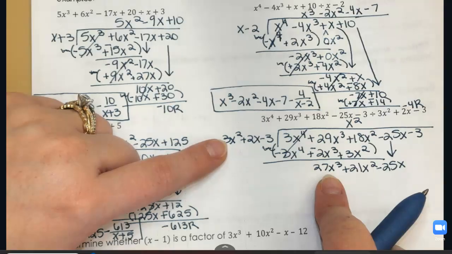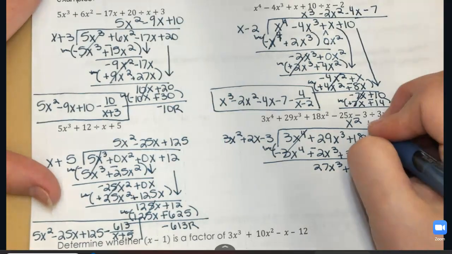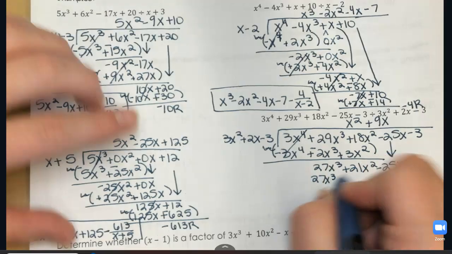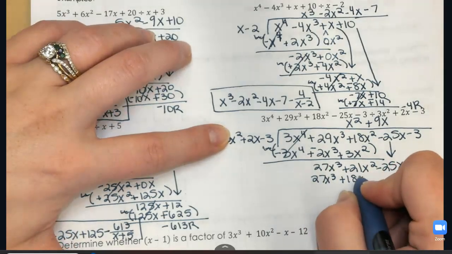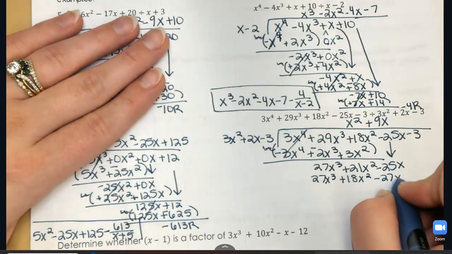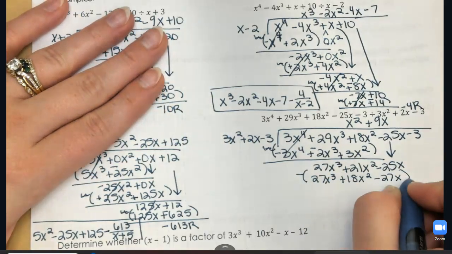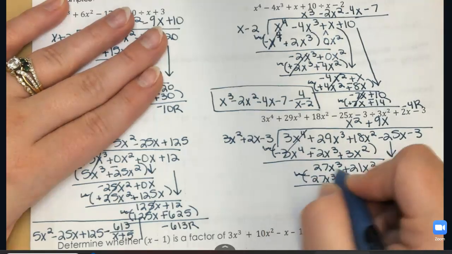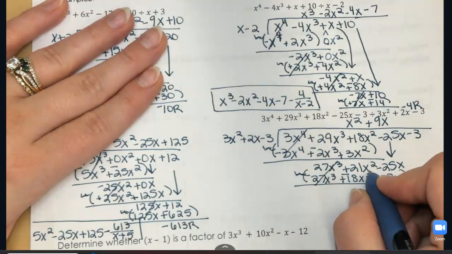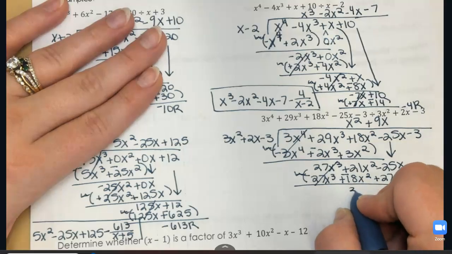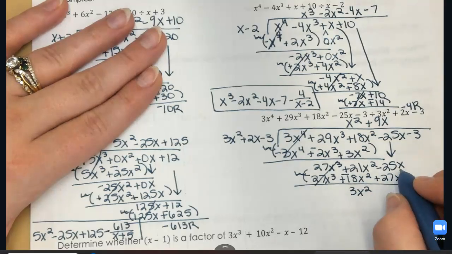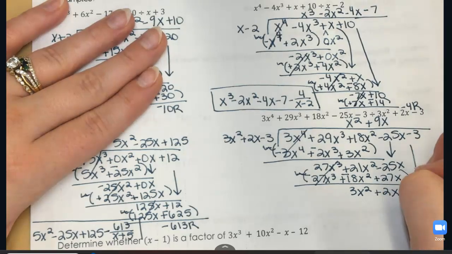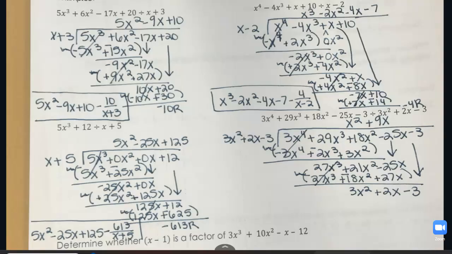27x to the 3rd divided by 3x squared is 9x. Multiplying all 3, I get 27x to the 3rd plus 18x squared minus 27x. Subtracting, again distributing the negative to all 3 terms. Those cancel. 21x squared minus 18x squared is 3x squared. Negative 25x plus 27x is 2x. And then I'm going to bring down the negative 3.